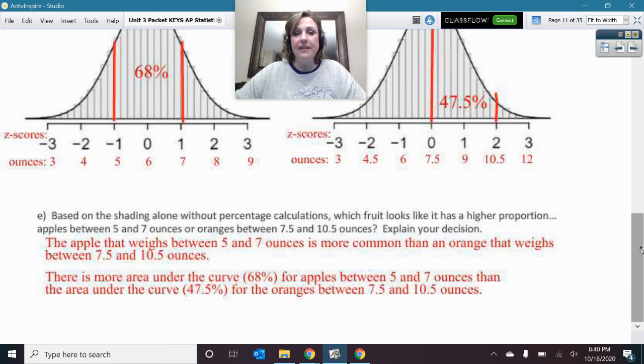All right. That was your going over your first assignment in the normal model. Hope that helped.